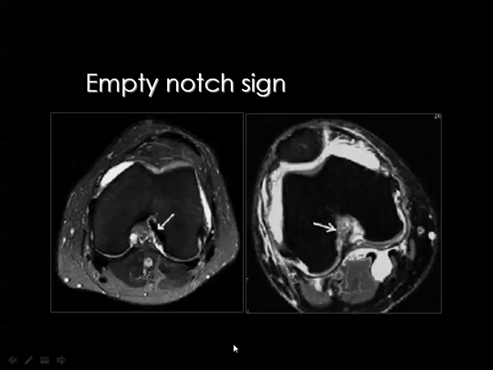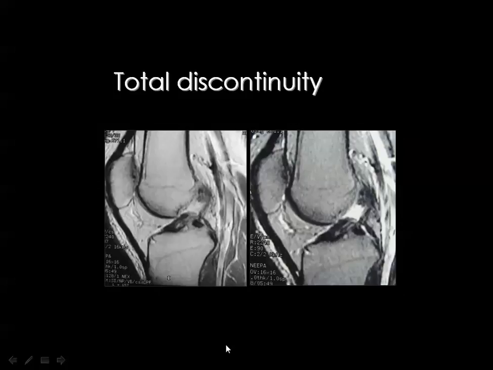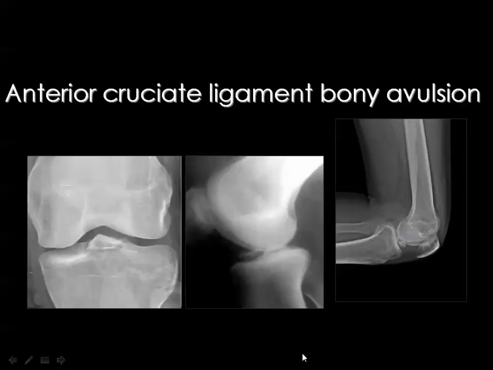The empty notch sign can also be seen in the axial images, as you can see here. This is the anterior cruciate ligament, which is normal, and in this example you see the site of the ACL is replaced by abnormal increased signal denoting its rupture. And this is also another example of rupture of the anterior cruciate ligament at its mid portion, which is occupied by fluid signal, as you can see.